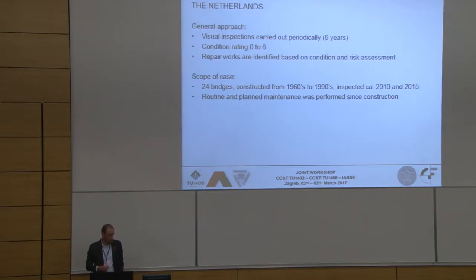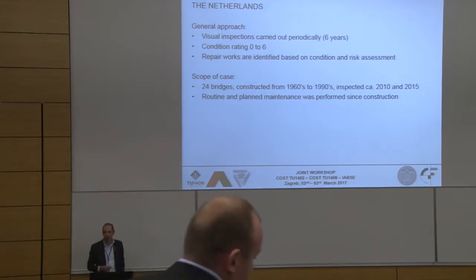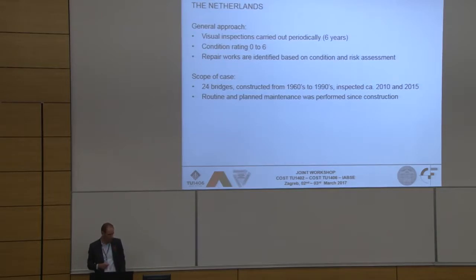From the Netherlands we chose 24 bridges. They were a bit more randomly chosen from the network, constructed somewhere between the 1960s and the 1990s. And we used inspection data from 2010 and 2015, so there also we had some idea of the development of the condition and maintenance cost over time for different bridges. And for all bridges, we can say that they've been maintained, both routine maintenance, but also a lot of planned maintenance was done since they were constructed.